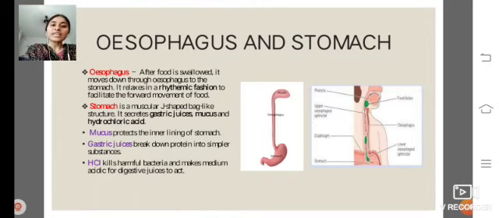Mucus protects the inner lining of the stomach from HCl. Gastric juices break down protein into simpler substances. HCl kills harmful bacteria and makes the medium acidic so that different sorts of digestive juices can work properly.